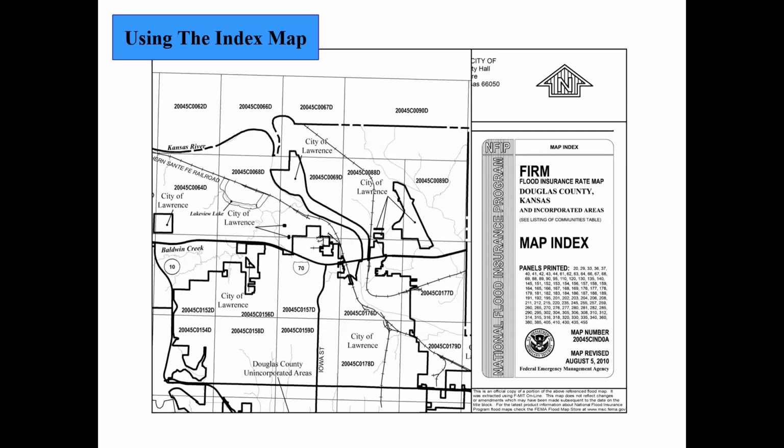This is what the index looks like, and you can see where all of the different panels are laid out for the city of Lawrence. You can use these larger landmarks to help identify what panel you're looking for just by what area of the city you're focused on. They have the airport labeled, they have railroads, they have major highways labeled, and that will help you identify what panel it is that you're trying to find. And then you can go back to the list in the Map Service Center and open it.